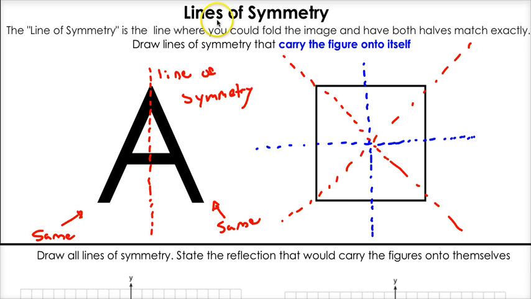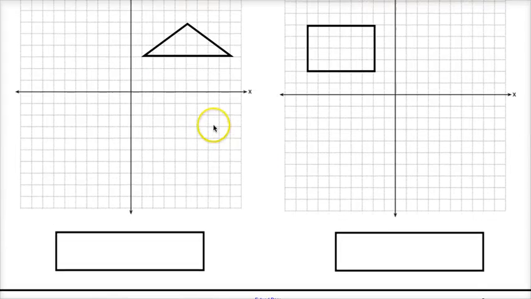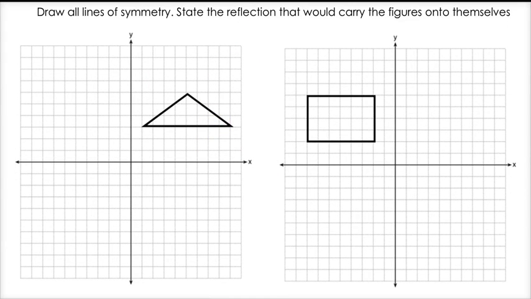All right, now that we know that, we call this reflectional symmetry, where we can reflect it and it looks exactly the same. Well, we're going to try to do that on a coordinate plane. So we're going to draw all the lines of symmetry on these, and then we're going to state the reflection that would carry the figure onto itself, right? So where can I reflect it so it looks exactly the same? So first we draw the line of symmetry. In this triangle, where can we draw a line that cuts it exactly in half? Well, there's only one, and that would be right down the middle right here. All right, that would be our line of symmetry, right? And both sides look exactly the same.